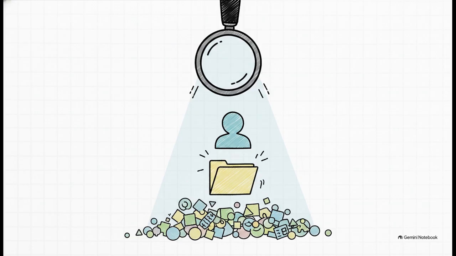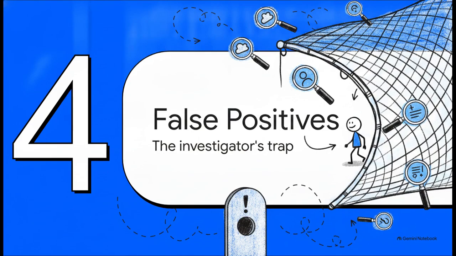This little trick forces search engines to reveal hidden public profiles, forum posts, or even code repositories that an automated tool might completely miss. Section 4. The trap of false positives.